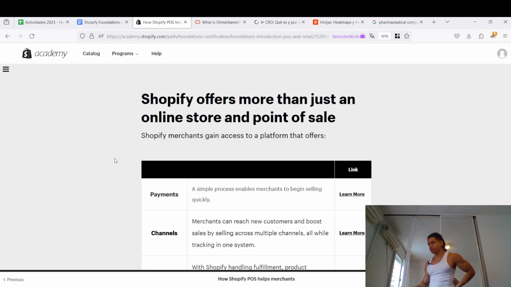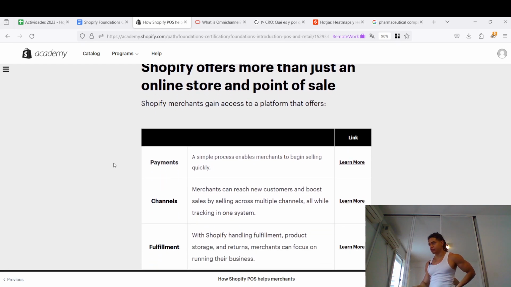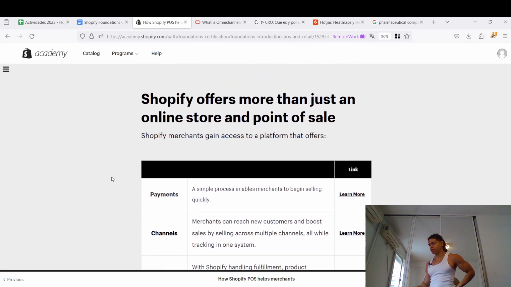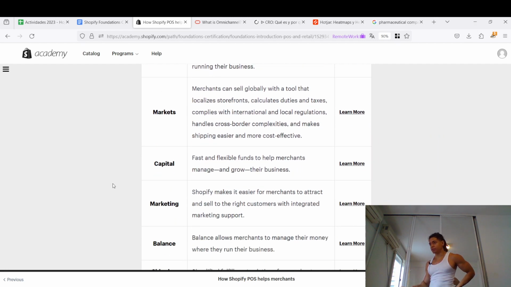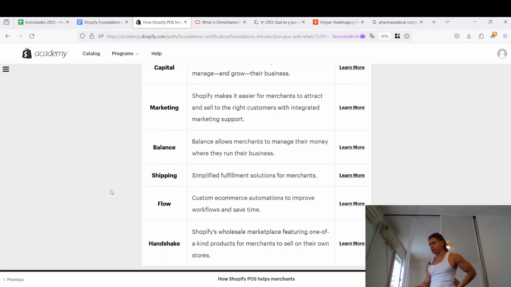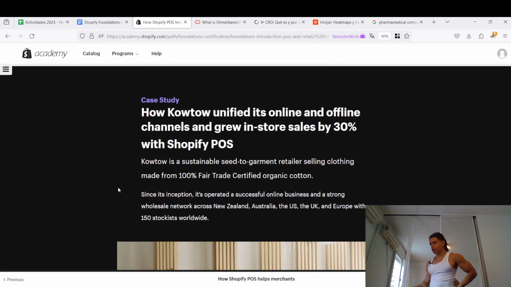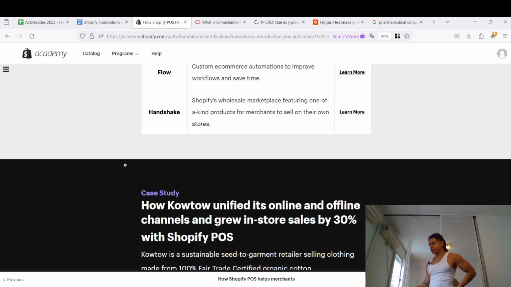Shopify offers more than just an online store and point of sale. Shopify merchants gain access to a platform with payments, channels, fulfillment, markets, capital, marketing, balance, shipping, Flow, and more. How to unify online and offline channels and grow in-store sales by 30% with Shopify POS. Another case study.